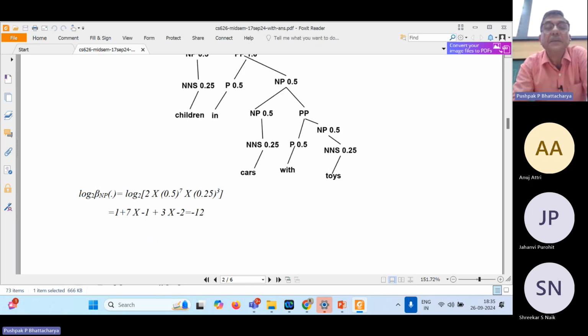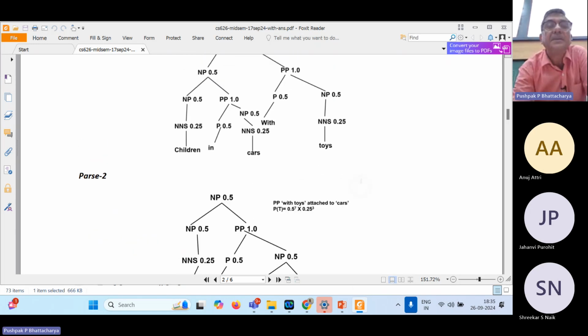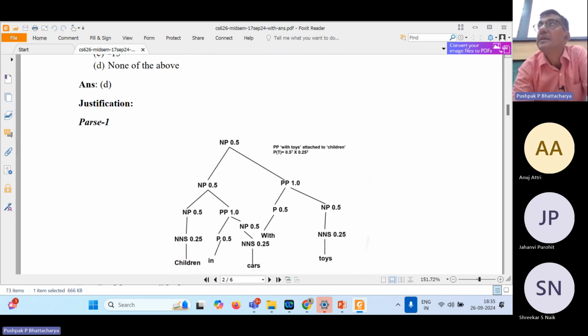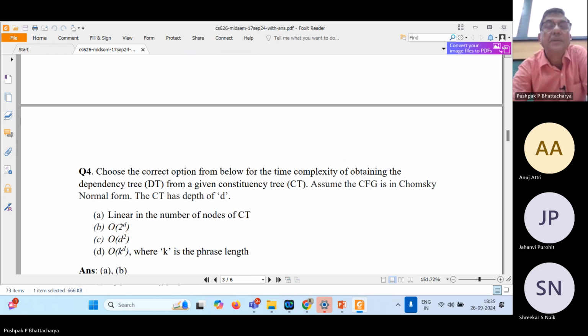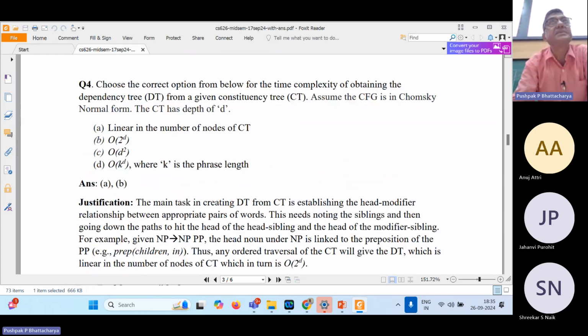So beta NP therefore is 2 into 0.5 to the power 7 into 0.25 to the power 3, and log to the base 2. So this is equal to 1 plus 7 into minus 1 plus 3 into minus 2, which is minus 12. The answer is none of the options. If you consider only one parse tree, the answer would be minus 13. Okay, so here the main point is that there are two parse trees.